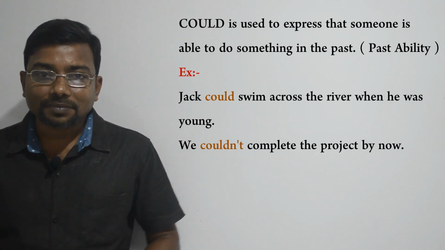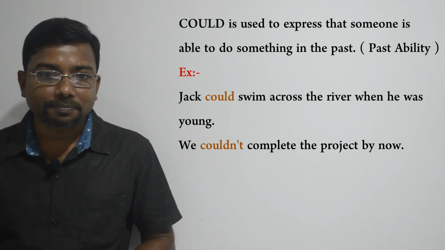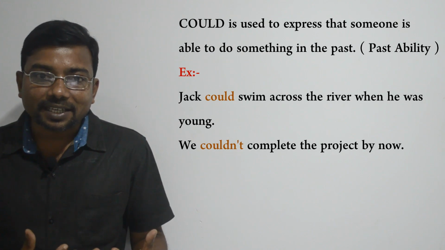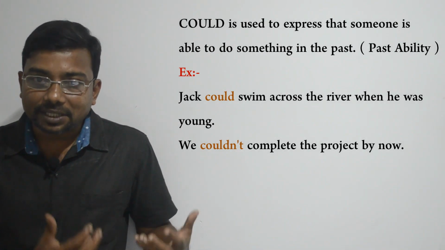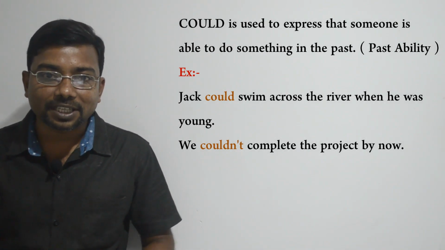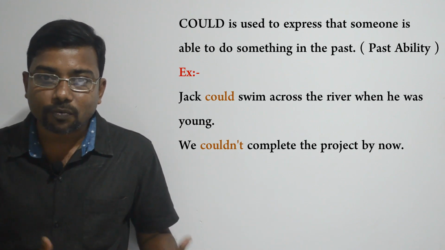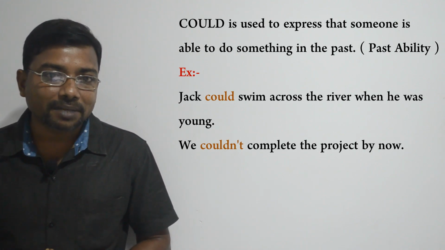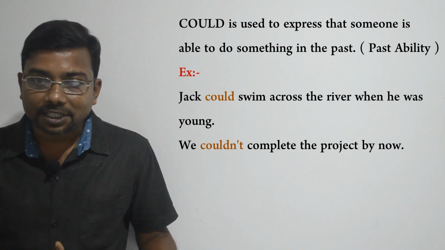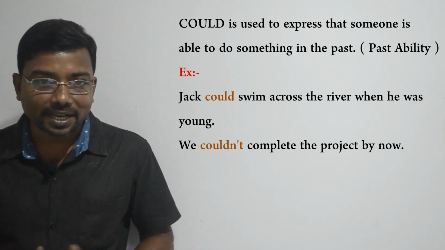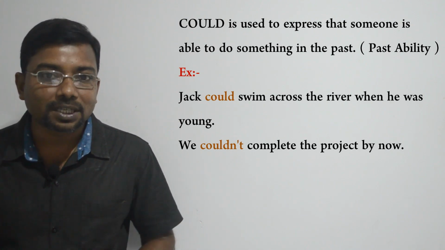Okay, here we use could. It indicates that we had the ability in the past. It means Jack had the ability to swim in the past when he was young. Remember, here we use could to indicate past, but the verb always stands in simple present form, swim.